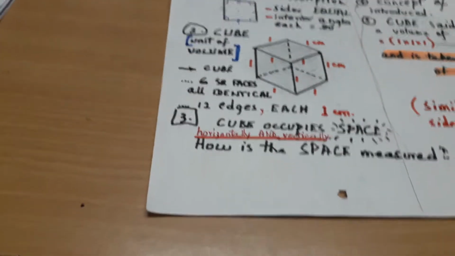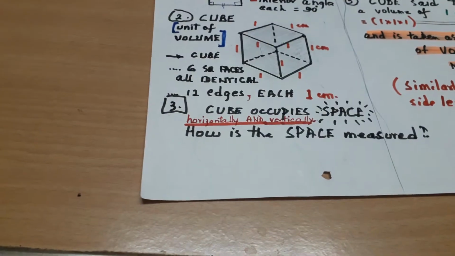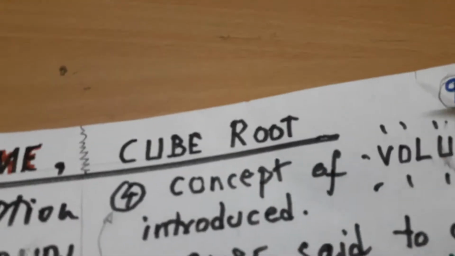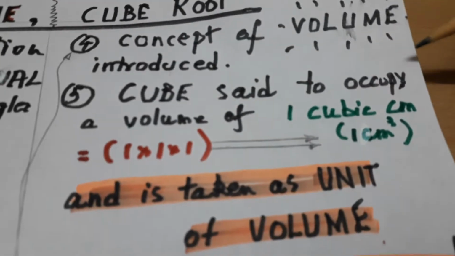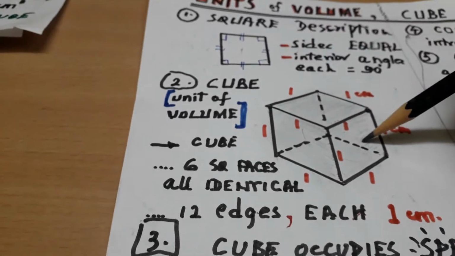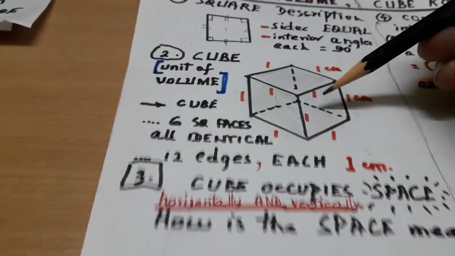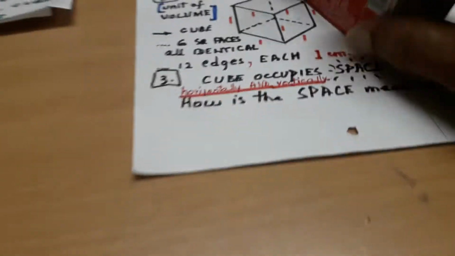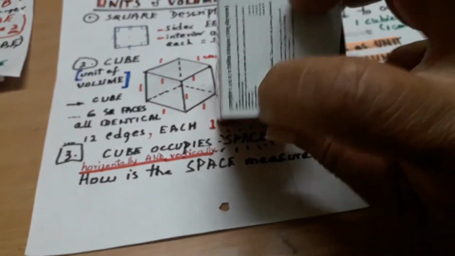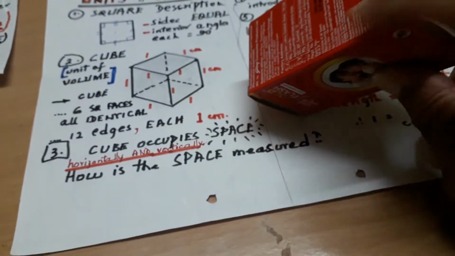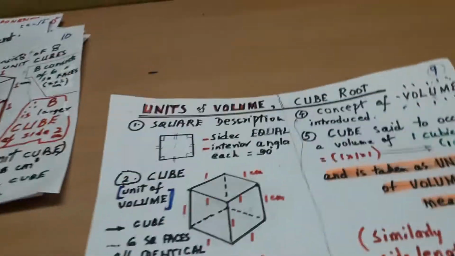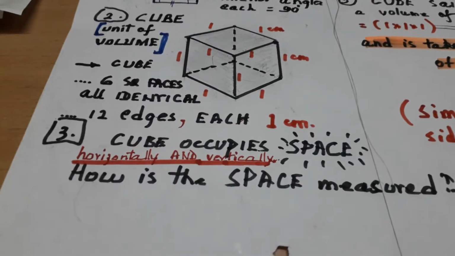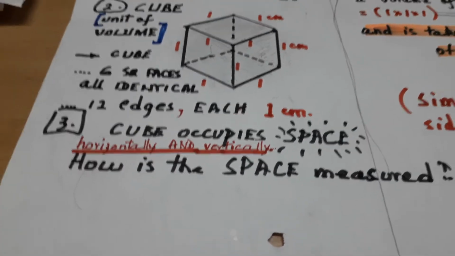Now, again, mathematicians were stumped. They said, well, how to measure this? Then the concept of volume was introduced. The cube is said to occupy a volume. This becomes the unit for the measurement of volume, which is 1 cubic centimeter, that is 1 into 1 into 1. If this may not be a cube, leave it. One side into the other side into the other side. Multiply all those sides, you get the volume in cubic centimeters or cubic meters.